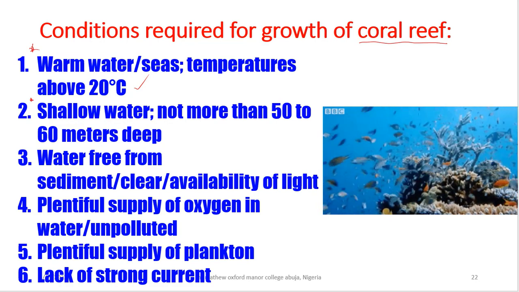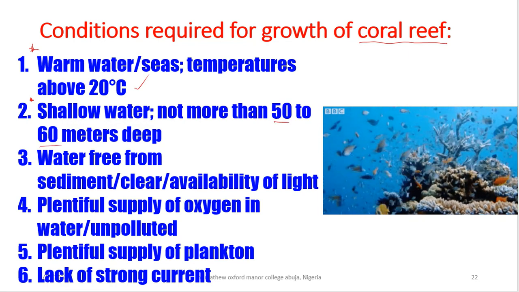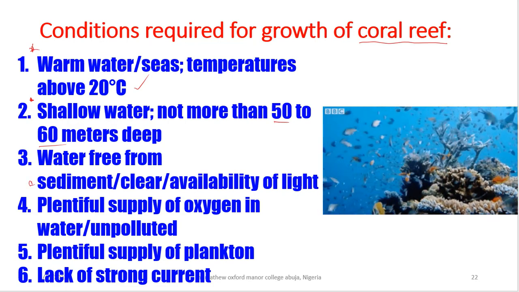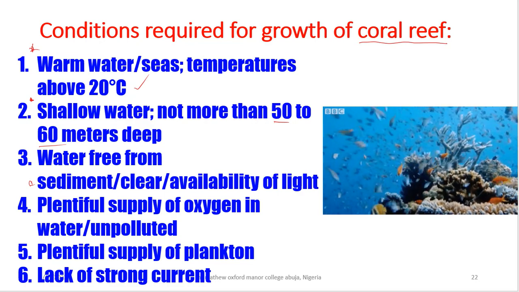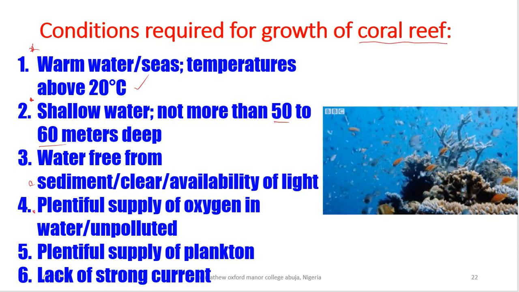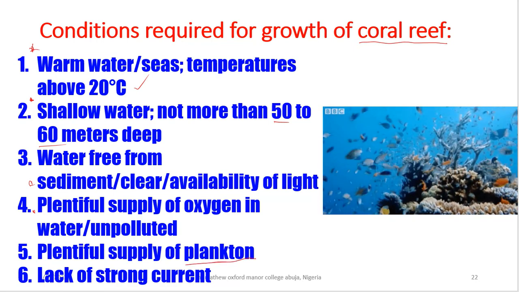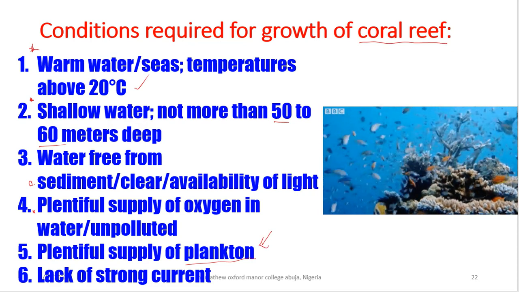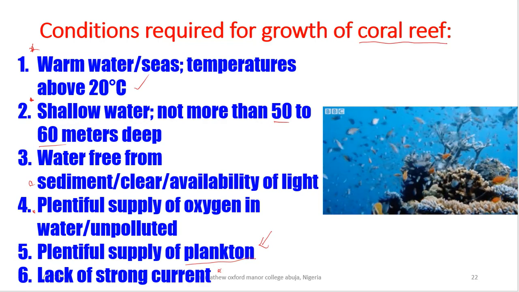The water should also be shallow, so that means it's not too deep. It should not be more than 50 to 60 meters deep. The water should be free from sediment. That means it should be clear to allow light to penetrate, so that the plants and the organisms that are there will be able to photosynthesize to make food. Now, it should have plenty of oxygen in the water, so the water should be unpolluted, and there should be enough supply of plankton that will help in photosynthesis to make food for the organisms there. Then there should be a lack of strong current. This is all you need to write for the conditions.